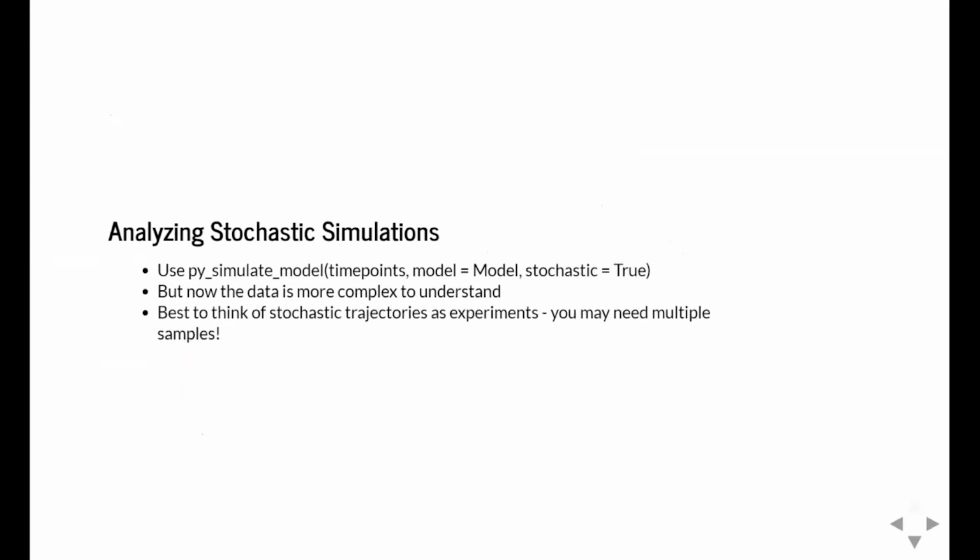So you do these stochastic simulations and you say, oh, these are really noisy trajectories. How am I going to make sense of them? In general, the methodology is as follows. I use py simulate model with stochastic equals true to generate a trajectory. And I want to think of each of these trajectories as an experiment. Just like in biology, you need multiple experiments to say anything because things are noisy. You can't just look at one experiment, you want to look at many. And in effect, what you do is you collect statistics about your trajectories.